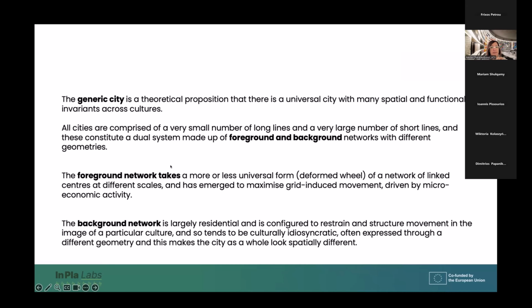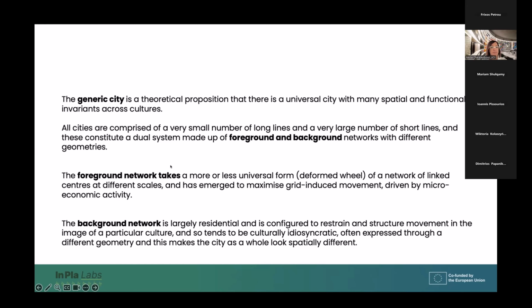The theory behind that, the theoretical proposition on what a generic city is, supports that there is a universal city with many spatial and functional invariants across cultures. So in one way, there are similarities across all cities. So all cities are comprised of a very small number of long lines, like the ones we saw in the analysis, and a very large number of short lines. And these make up a system, a dual system, the foreground system and the background system, or the foreground network and the background network.